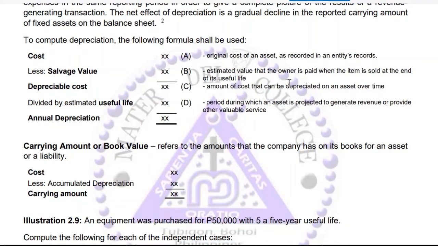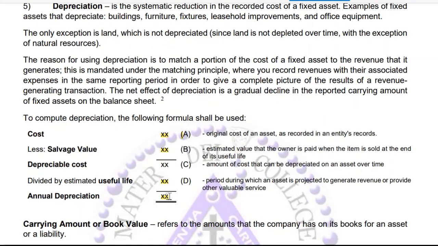So depreciation is equivalent to your cost minus salvage value. Then you will get the depreciable cost and you divide it by the useful life, and thus you get the annual depreciation. So this method is the straight line method. There are other ways on how to depreciate that you will learn in intermediate accounting, but for this one, this will be the basic depreciation that we will be using.